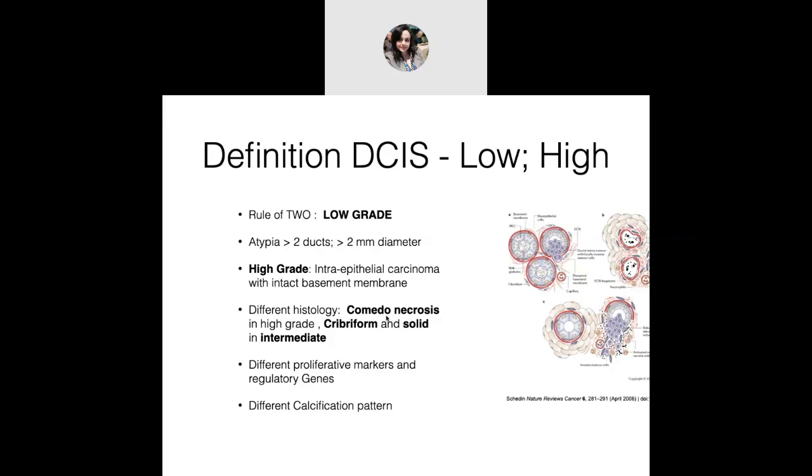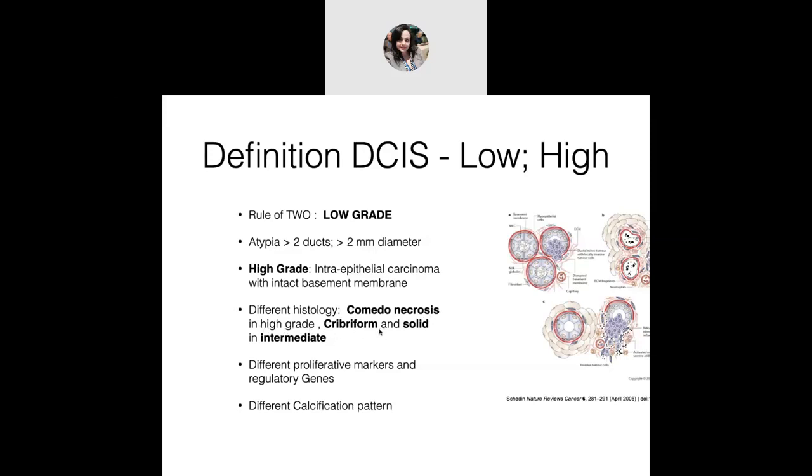Comedone, you remember in acne, we say blackhead or comedone. You know, the debris from the desquamated epithelial cells in the hair follicle, which comes out as a blackhead, or comedone in acne, or in a sebaceous cyst, you get cheesy material coming out. So comedo means that cheesy material. So that type of necrosis of cells in the lumen will be called comedonecrosis inside the duct. And this is a feature of high grade.